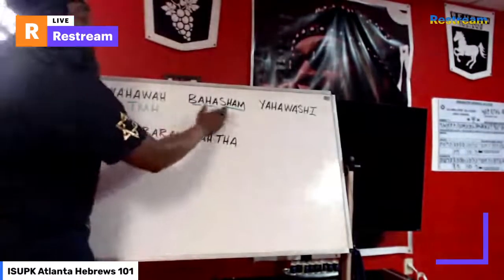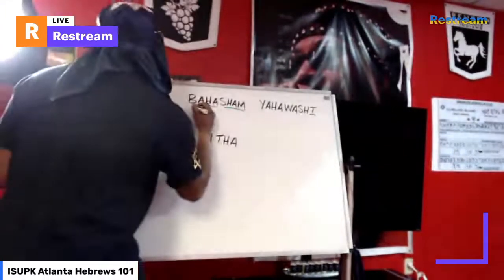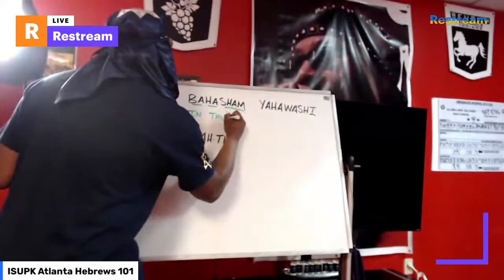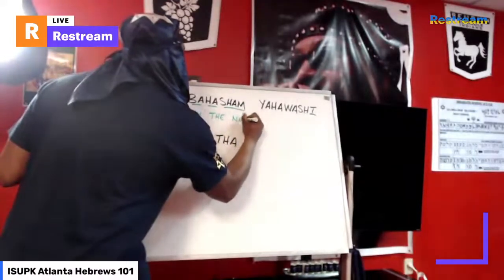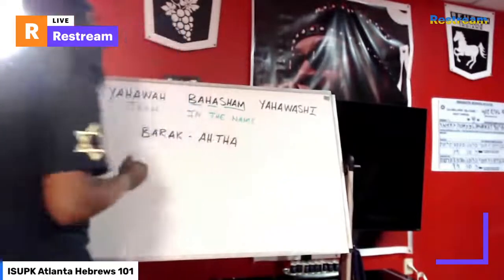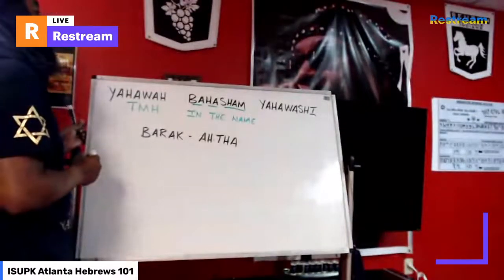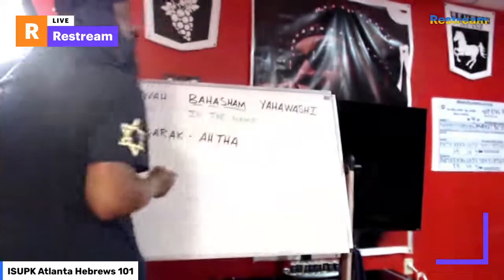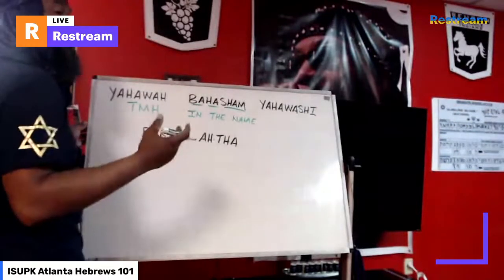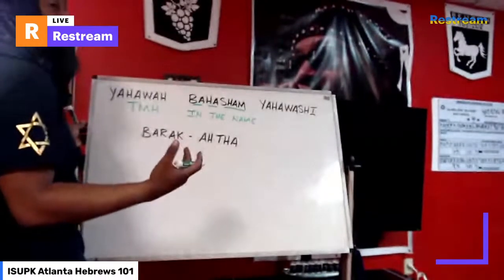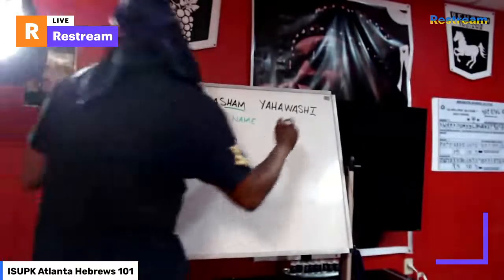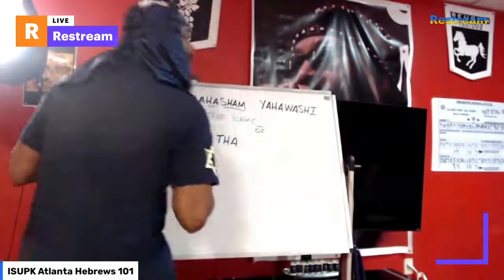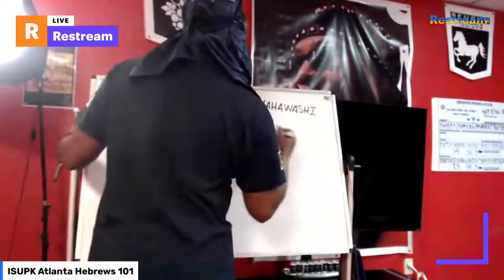Okay. So now, Yahweh, the Most High, Bahashem. Now, this is written as one word, but it means in the name. Bahashem. In the name. Okay? And go over this. Yahushai is the actual name of Christ in Hebrew. All right? So, in the name of... Is that Jesus though, not Christ? Yes. Jesus.